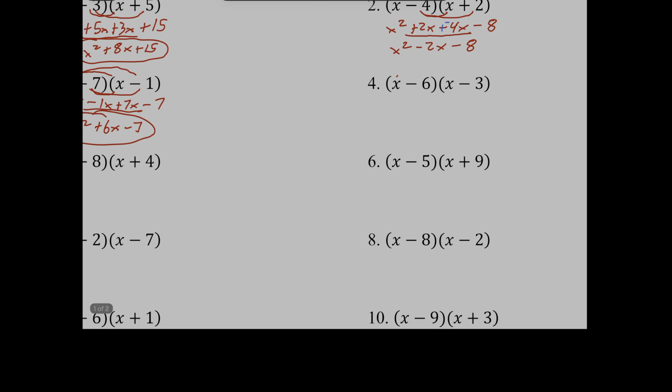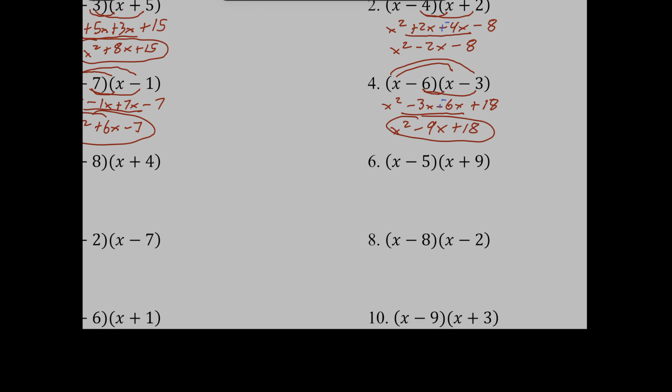Ooh, negative, negative. That should be fun. First, x squared. Now the outers, which is negative 3x. Inners, which is negative 6x, and the last, negative 6 times negative 3, that's going to be a positive 18. And now look what I have in there. Boom, add a line, change a sign. And I'm going to get x squared minus 9x plus 18.